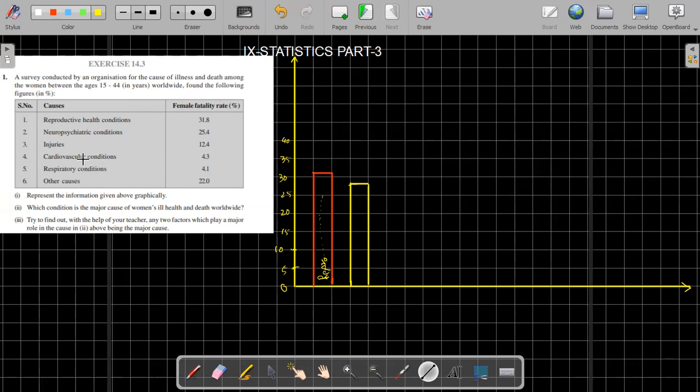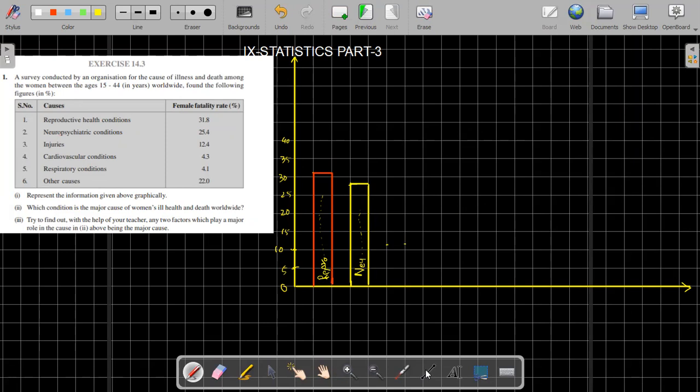Okay. So neuropsychiatric condition, inside you can write neuropsychiatric condition, N E U. Full you should write. I am unable to write in this direction. That's why I am leaving it. Then injuries. What is the height for injuries? It is 12.4. So 10, 11, 12. So 12.4 will be somewhere here. You can take exactly because you will be having the small divisions also.